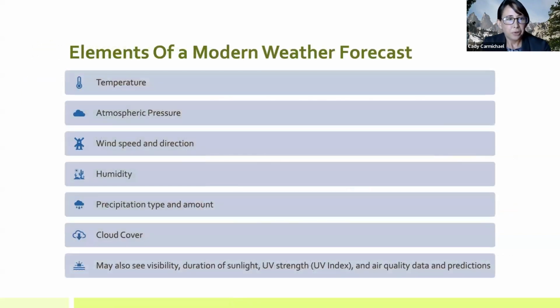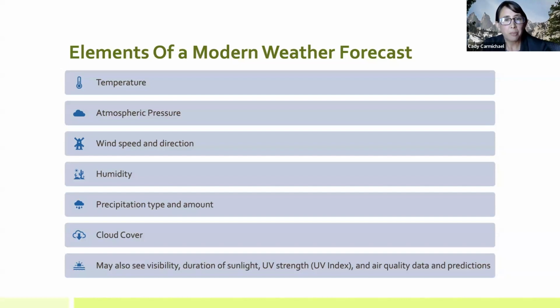All right, so looking at our modern weather forecasting. Before we go any further, I think it's important to know the elements that go into our weather forecast. This typically includes the first six things that are listed there. So the first one is temperature. Generally, you will have a report on the current and expected high and low temperatures for the day.